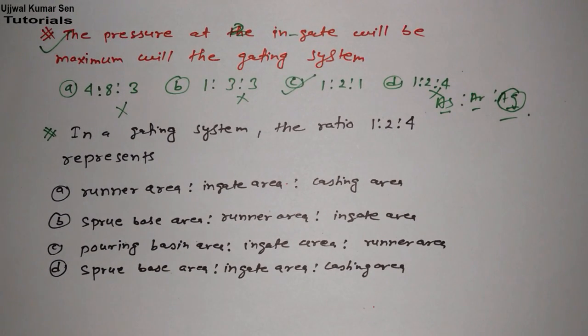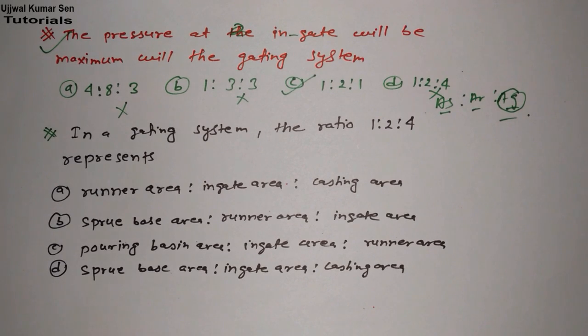What we have in this question: in a gating system, the ratio of 1:2:4 represents. So in any gating system, what do we basically represent with a ratio? We got four options here, A, B, C, D, right? In this option, just think about it. The ratio 1:2:4 represents what in a gating system? Can you guess the answer?